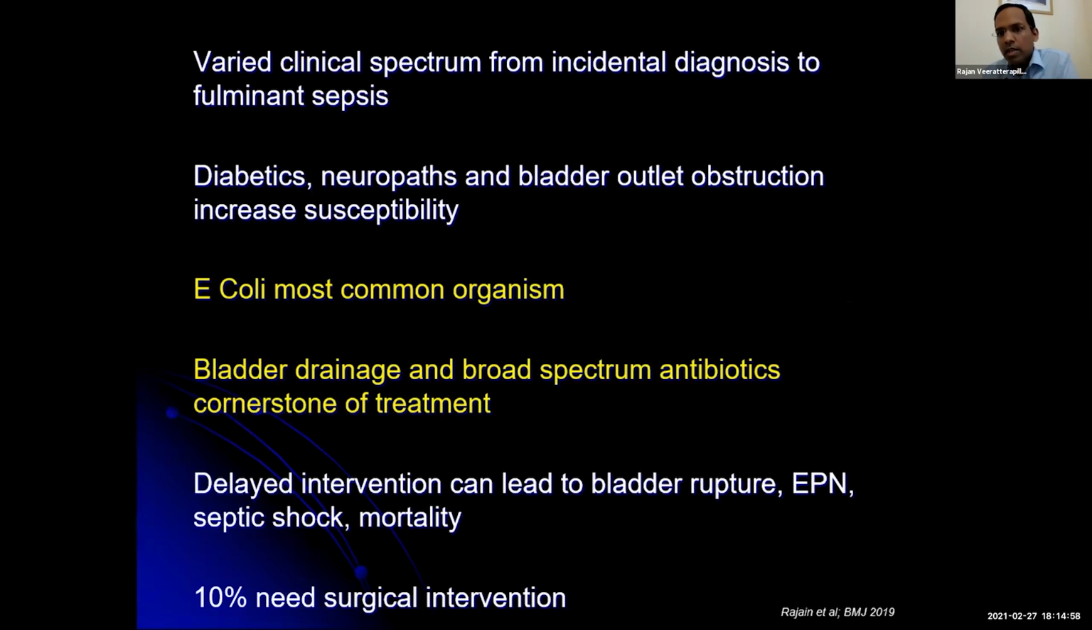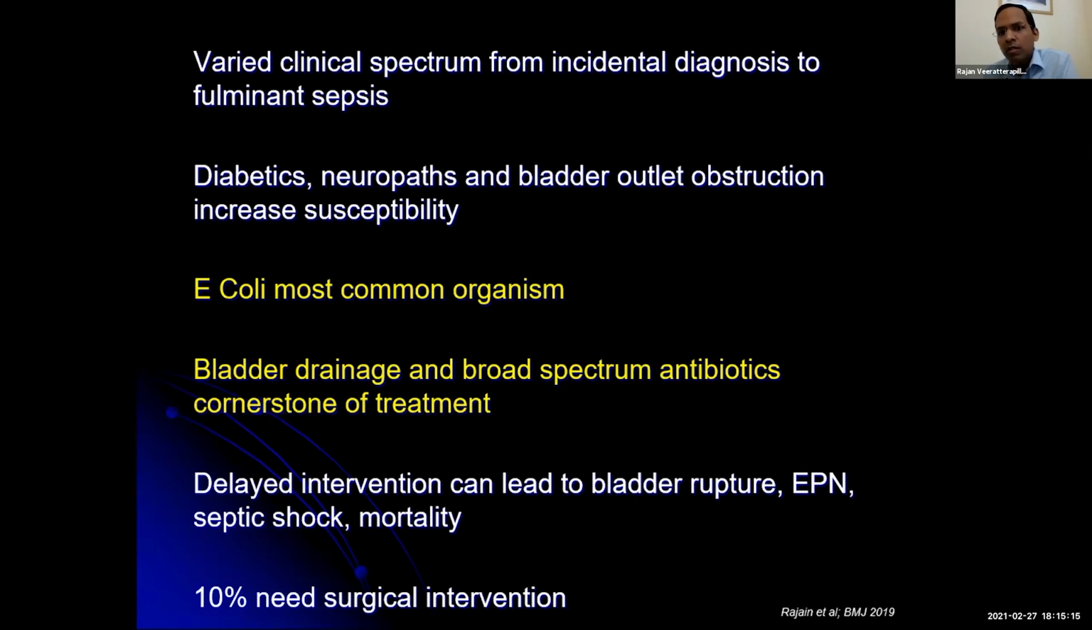You need to keep a good index of suspicion for these cases. If they are reported upon scans, intervene quickly, because delayed intervention can lead to bladder rupture. You can get an ascending infection causing emphysematous pyelonephritis. Patients can proceed to shock and have a mortality.